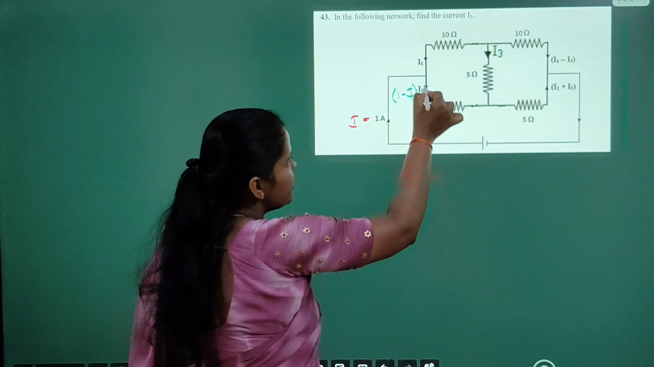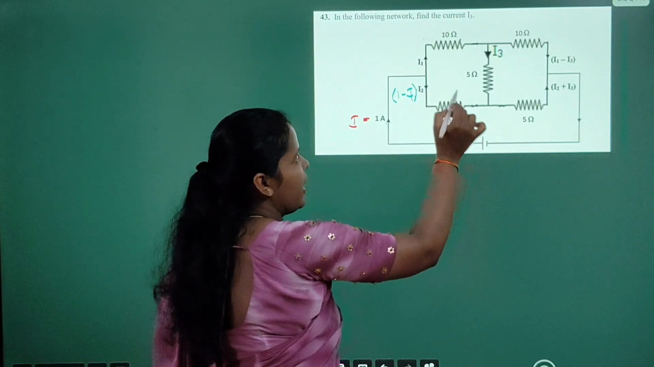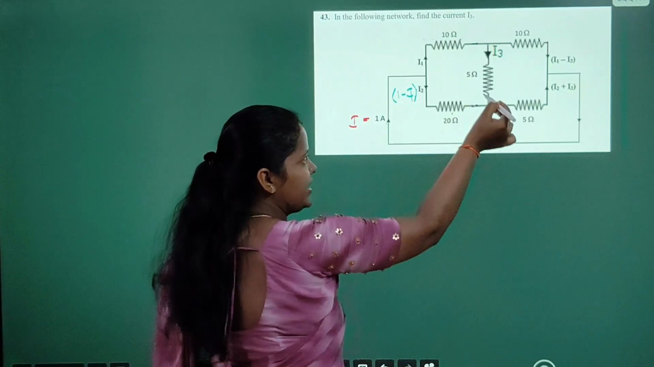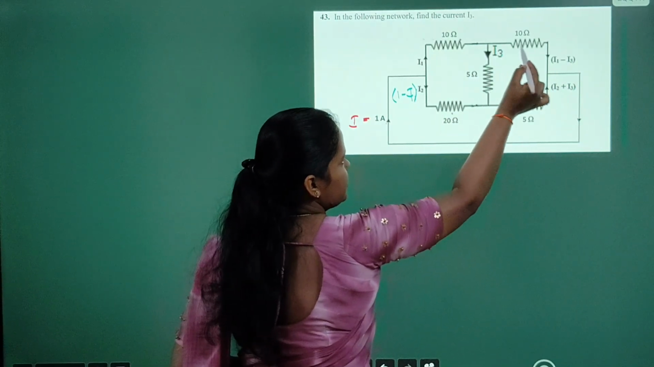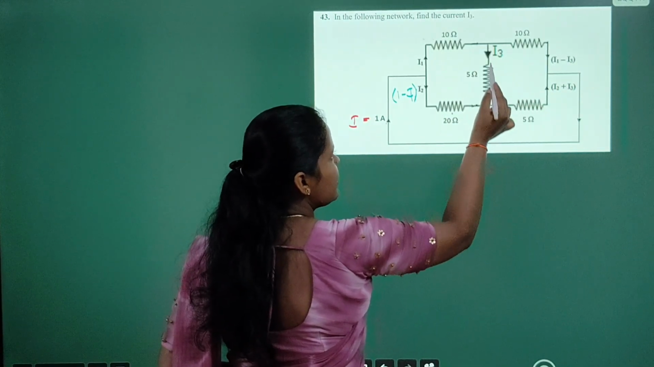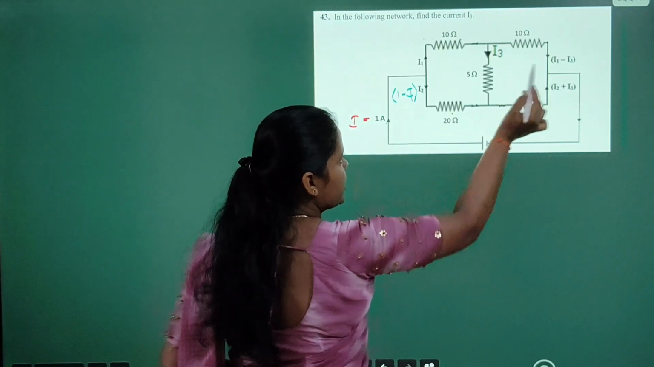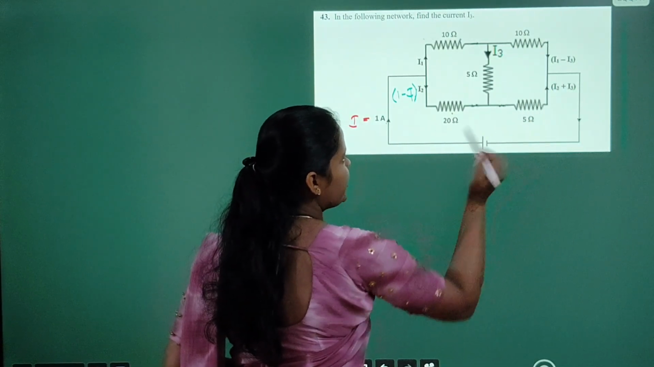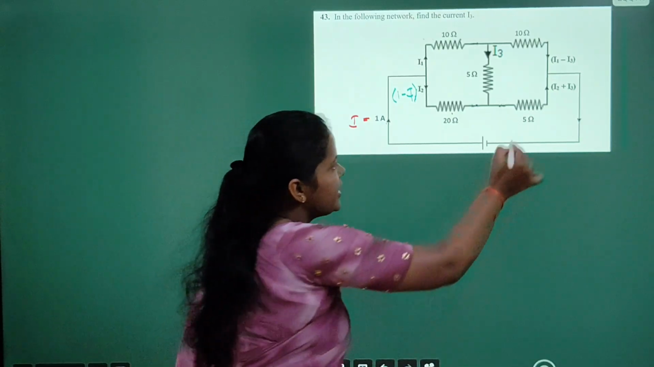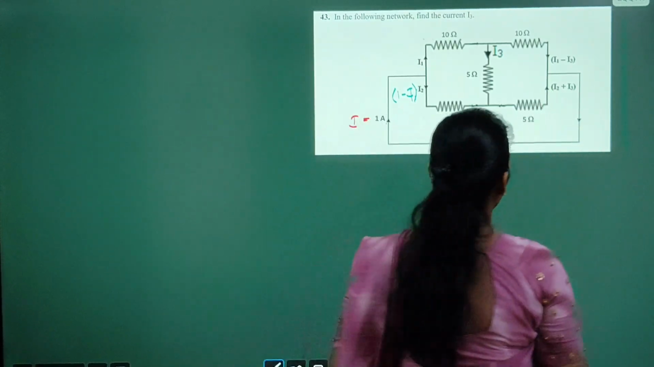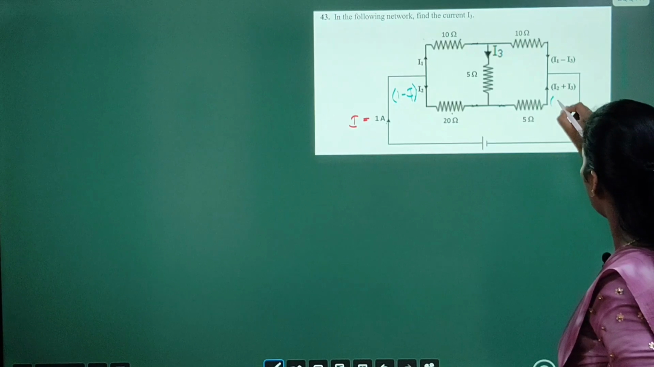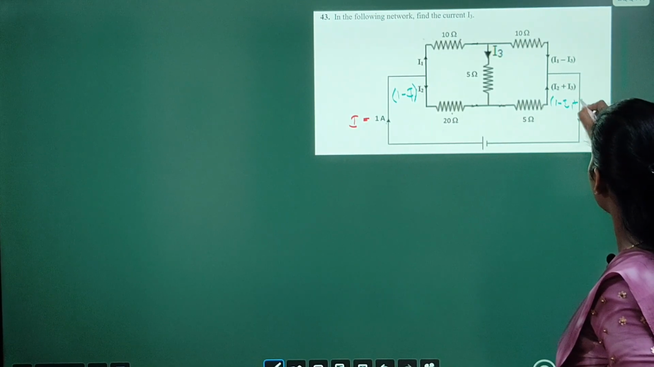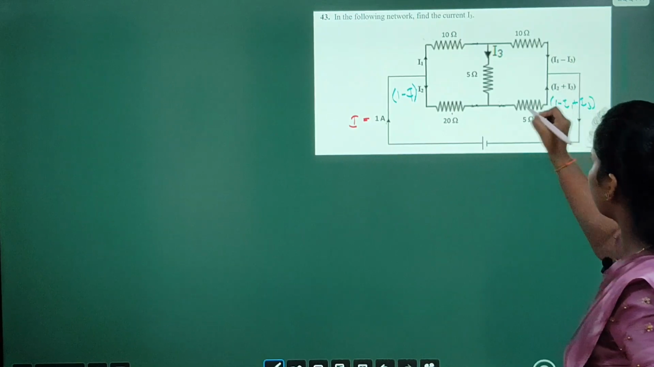And here the current flowing in this junction is 1 minus I1, and in this junction the current is I1. Here the current is I3. The current in this junction is nothing but I1 minus I3. So this is the current flowing in this junction. In this junction the current is I2 plus I3, so in place of I2 we can write 1 minus I1 plus I3.